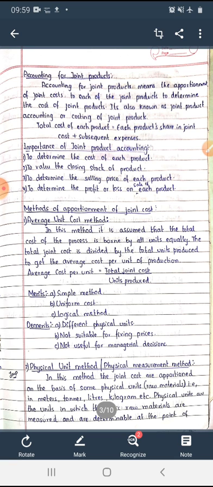Then we'll see the methods for the accounting of byproducts and the problems. First we'll see the joint products now.